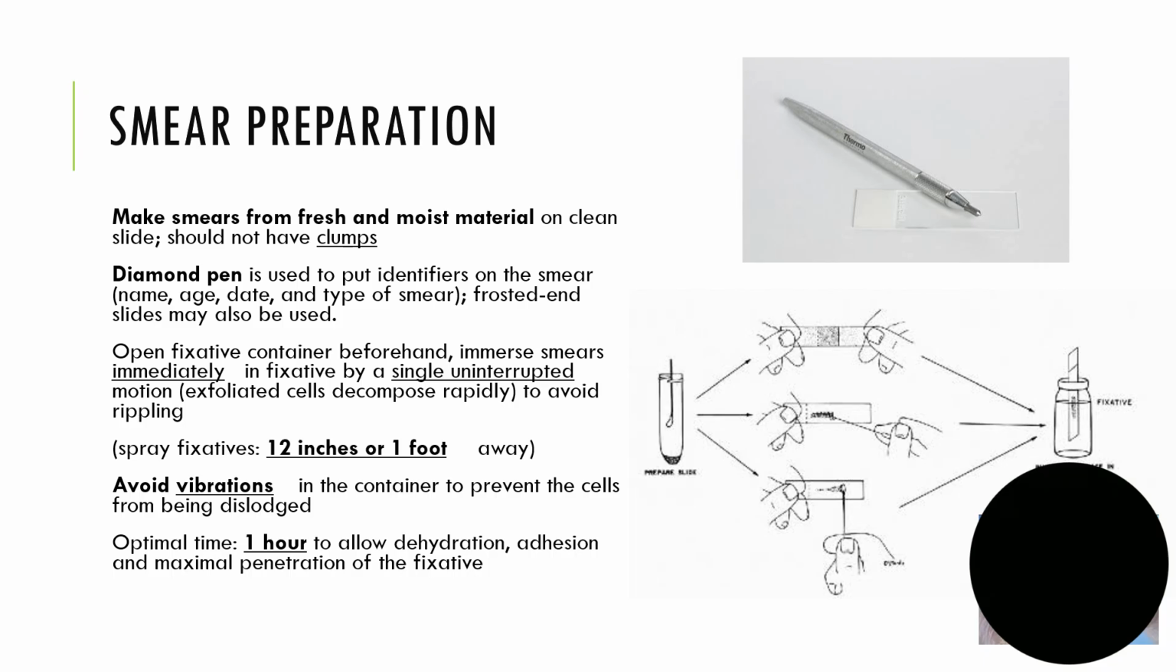If using spray fixative, hold the can at least 12 inches, that is 1 foot, away from the slide. Spraying too close can blow the cells off the slide or distort them. Next, you need to avoid vibrations in the fixative container, which can dislodge the cells from the slide. And lastly, allow optimal fixation time of 1 hour. This allows adequate dehydration, adhesion of cells to the slide, and maximal penetration of the fixative.